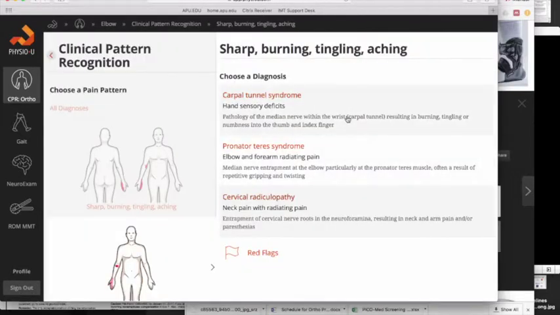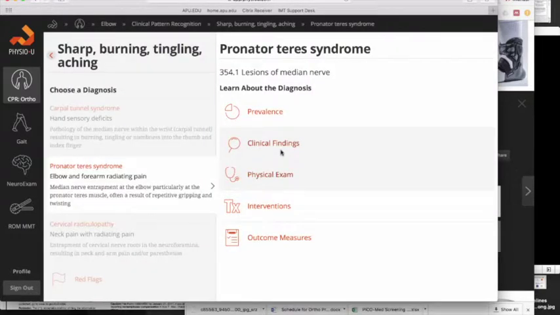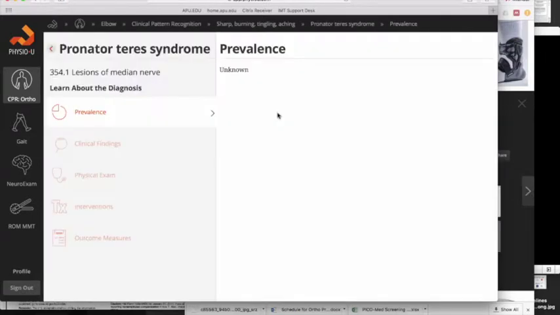What you see in the hypotheses is carpal tunnel syndrome as the top hypothesis, which it should be, because over 80% of the upper quarter entrapment neuropathies for the median nerve are going to be carpal tunnel syndrome. So that should be your top hypothesis. But this week we talked about Pronator Teres syndrome, so entrapment of the median nerve in the Pronator Teres. The prevalence is currently unknown because it's a relatively rare case.